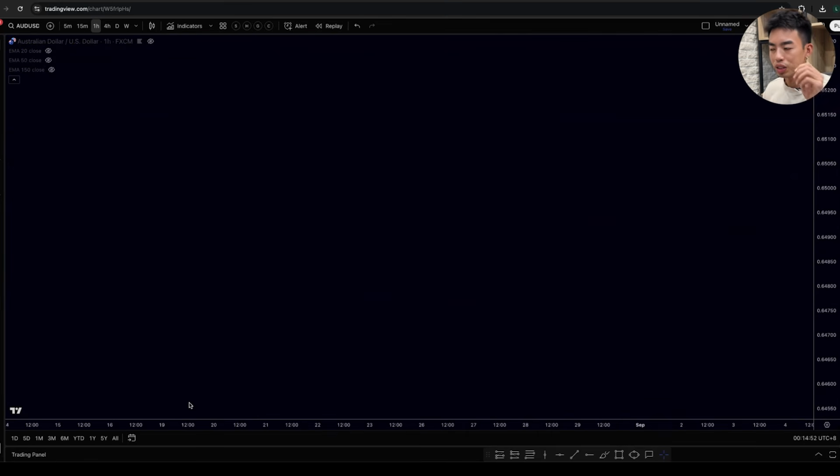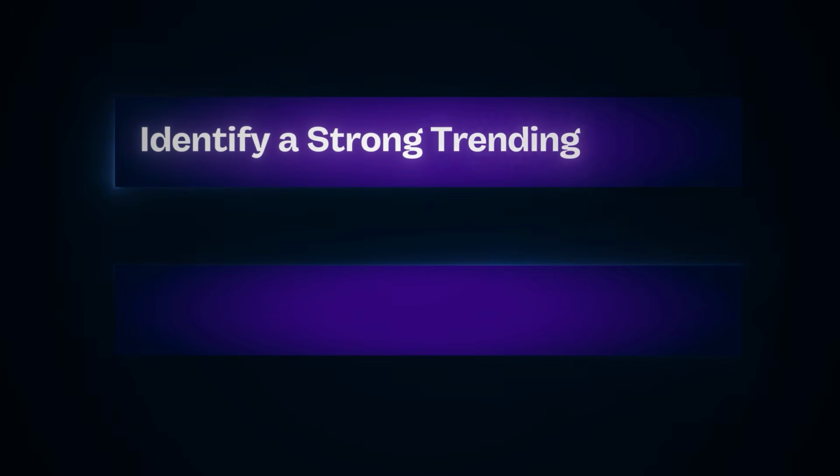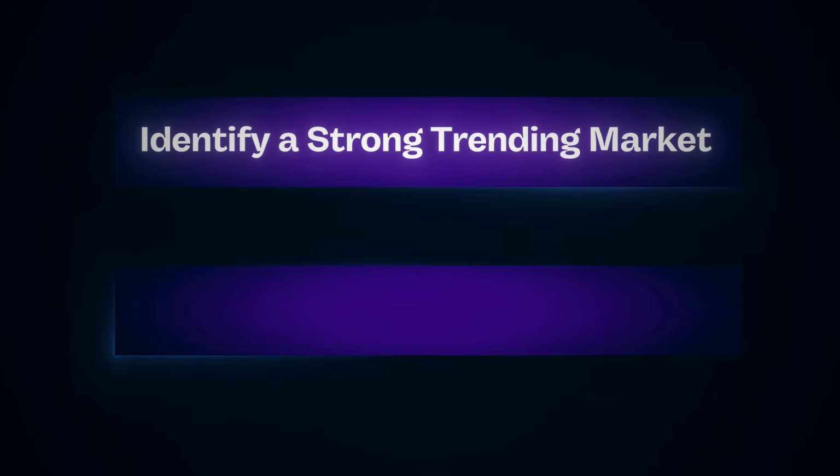The easiest way to trade crossover patterns will look something like this. First thing you want to do is identify a strong trending market. Okay, I'm not going to use the moving averages here.